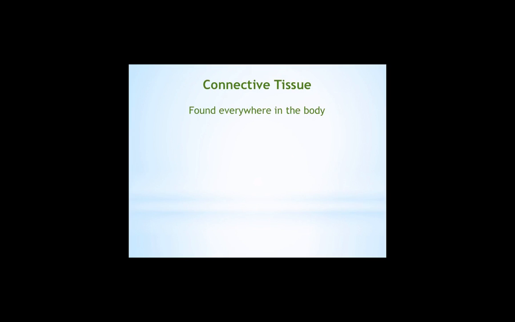The next kind of tissue is connective tissue. It's everywhere in the body, and it has these functions: binding body tissues together and body organs. It provides support to the body, as in the skeleton and in joints and so on, and it provides protection.